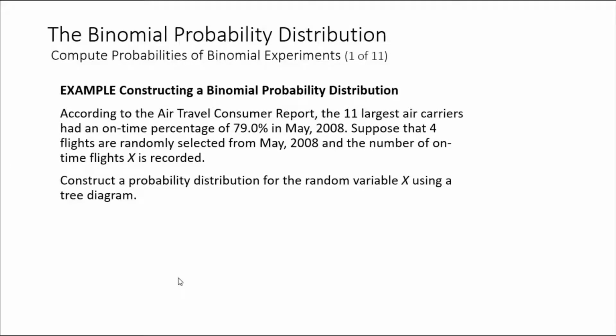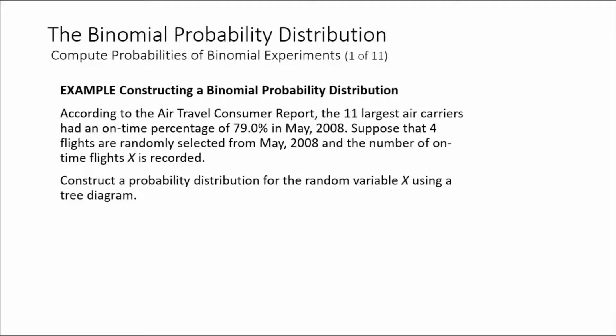Let's look at an example of how to construct a binomial probability distribution if we are using tree diagrams. According to the Air Travel Consumer Report, the 11 largest air carriers had an on-time percentage of 79% in May 2008. Suppose that 4 flights are randomly selected from May 2008 and the number of on-time flights X is recorded. Construct a probability distribution of the random variable X using a tree diagram.